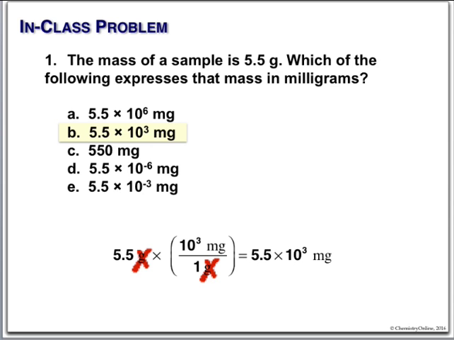1,000 milligrams in every gram. So if you have 5 grams, you have 5,000 milligrams. How did you come up with the 10 to the third? 10 to the third is 1,000. 1 times 10 to the third is 1,000. Any questions?